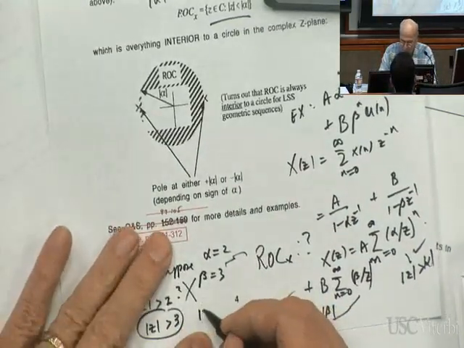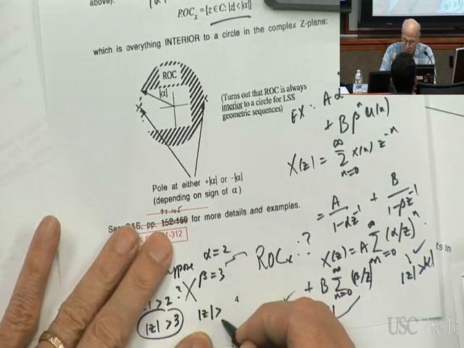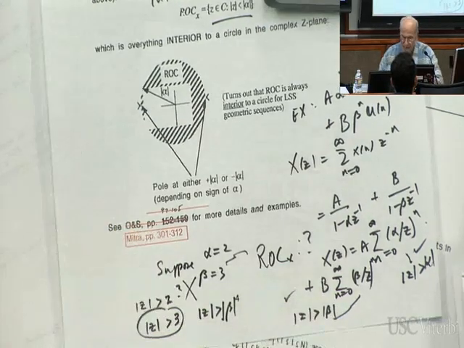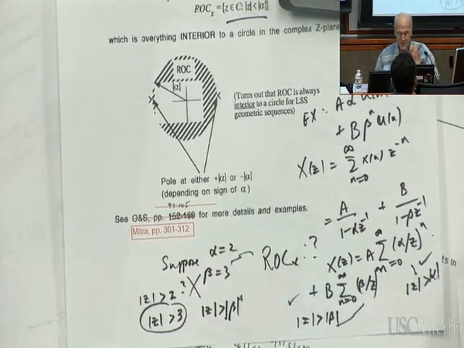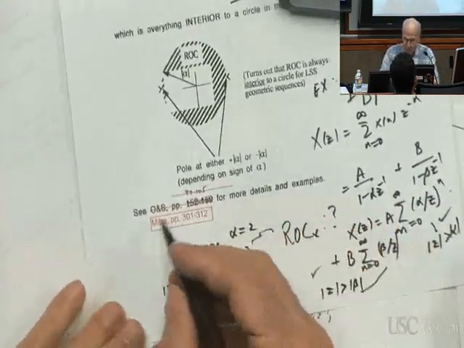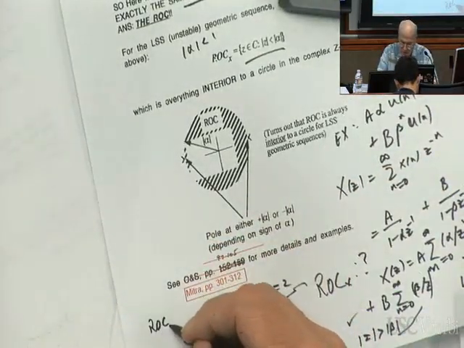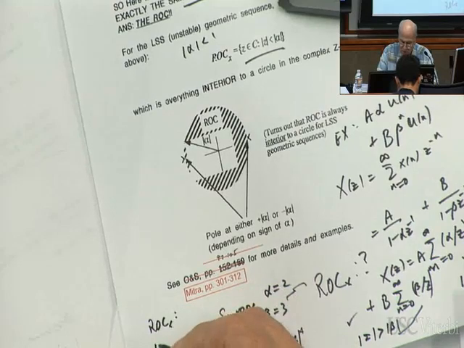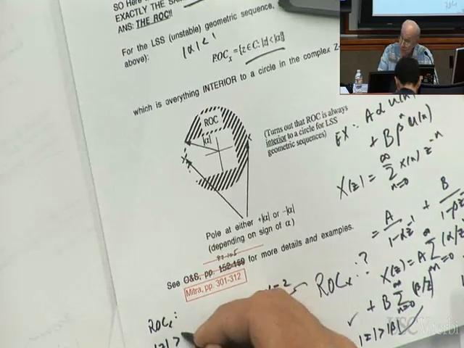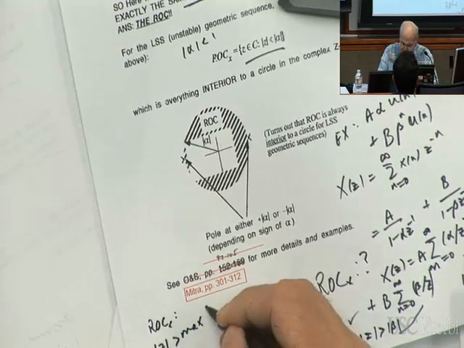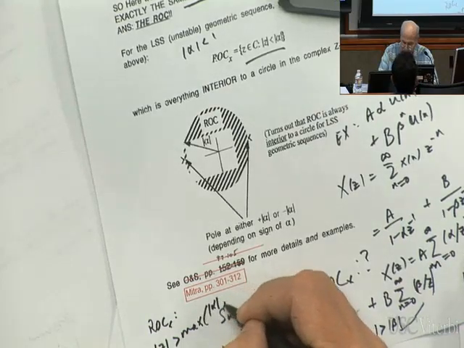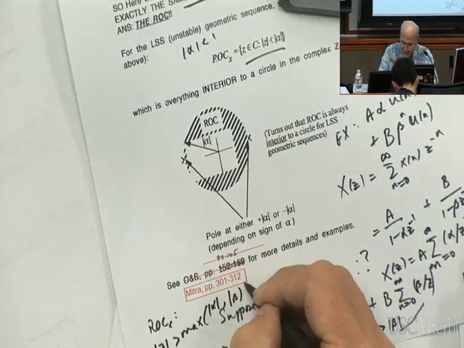Namely, the magnitude of z, in this case, greater than the magnitude of beta. In general, for the case of two right-sided sequences of this form, the region of convergence is the set of all z greater than the max of either the magnitude of alpha or the magnitude of beta, okay?